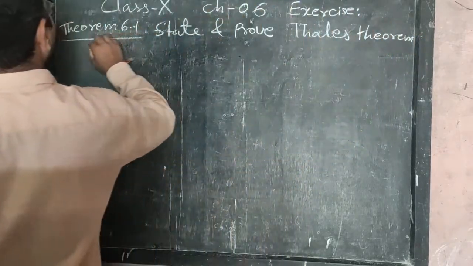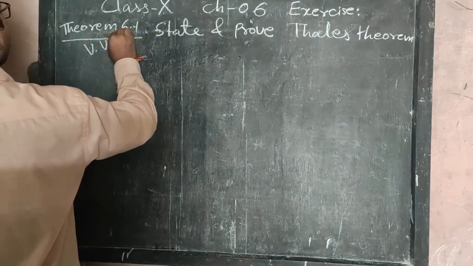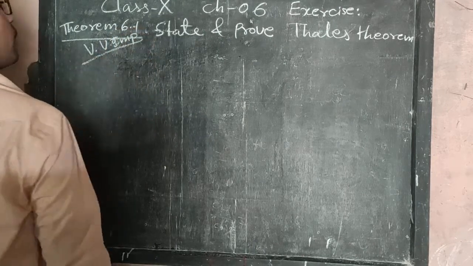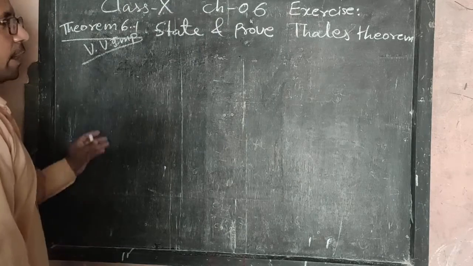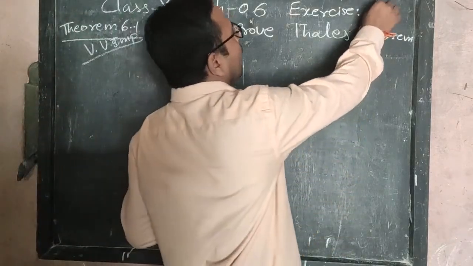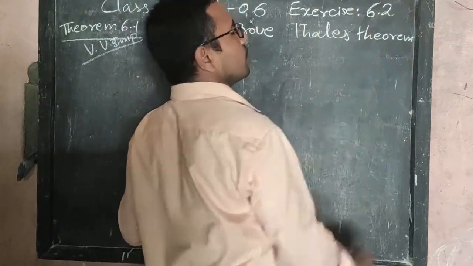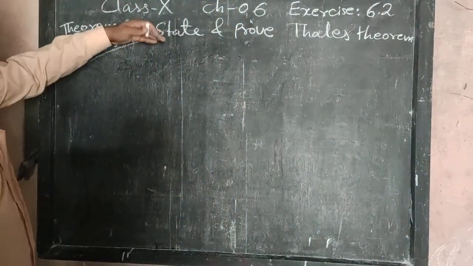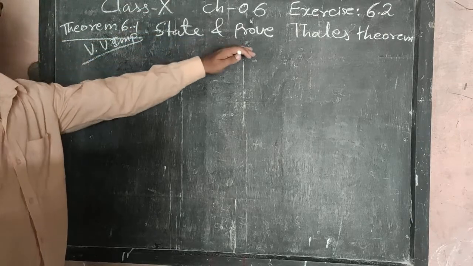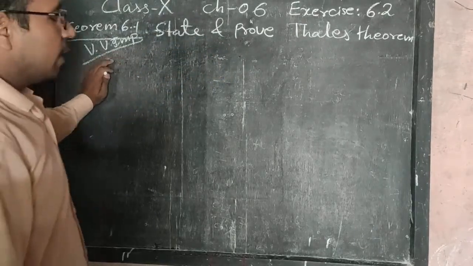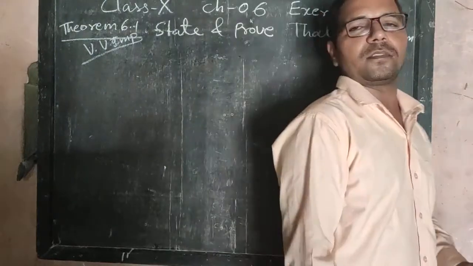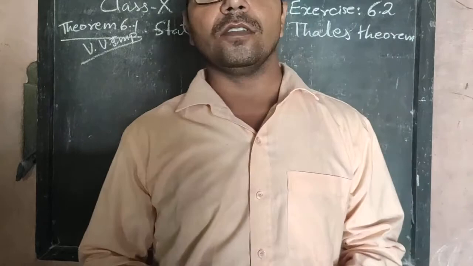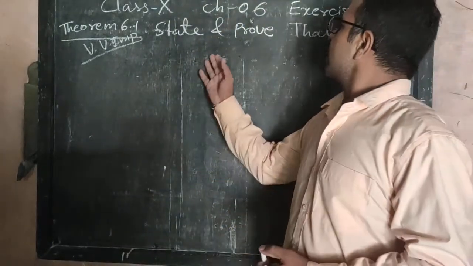This is a very important theorem, students, and the next exercise is totally based on this theorem only. Exercise 6.2, which we are going to start after this theorem, is also very important and totally based on this theorem. So let's start here. Theorem 6.1. First we'll write down the statement: state and prove Thales theorem.